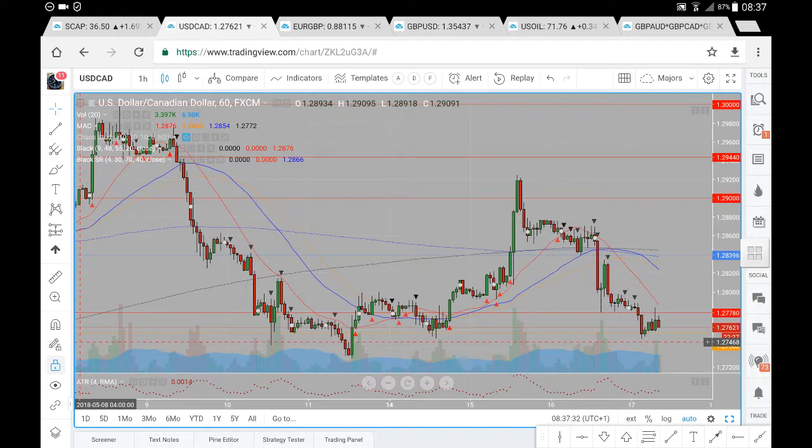So this US dollar CAD analysis for Thursday, 17th of May. Now let's have a look at what our prices are and where prices may likely go.